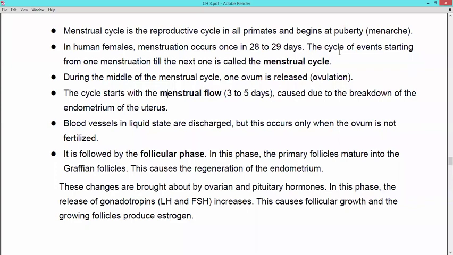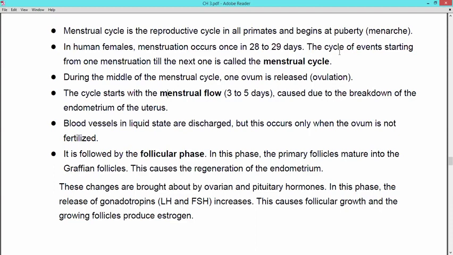Next, it is followed by the follicular phase. So the first phase is the menstrual phase, right? The second phase is the follicular phase. Now in the follicular phase, the primary follicles get matured into Graafian follicles. As we have already seen in oogenesis as well as in the section of the ovary, the primary follicle has a primary oocyte, whereas the Graafian follicle is the mature follicle containing the secondary oocyte, and that is nothing but the ovum.